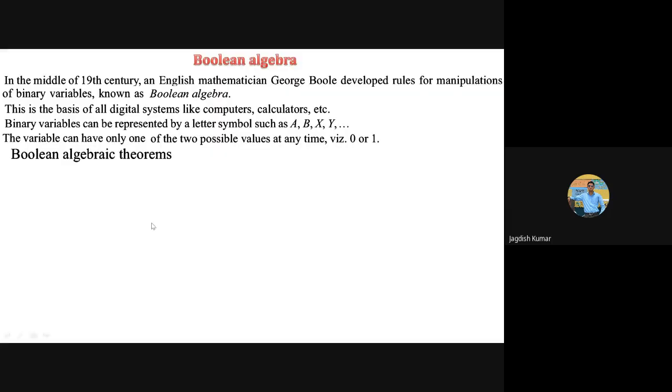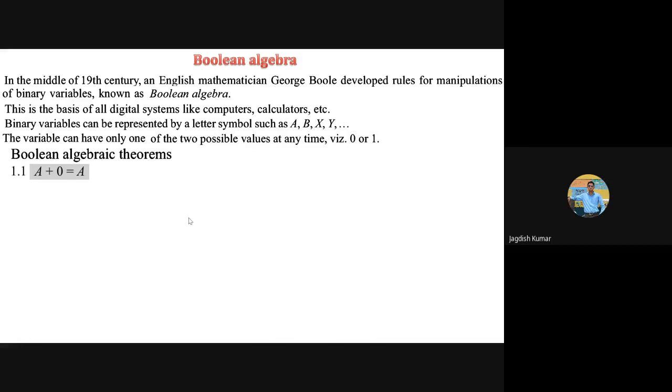Okay, now let us discuss some of the theorems which are there in Boolean algebra. These theorems are very simple, and they can be proven with the help of simple comparison. You can make a truth table for the left hand side and then a truth table for the right hand side, and if the two truth tables are equal, then we can say the two binary expressions are the same, or the equation is satisfied.